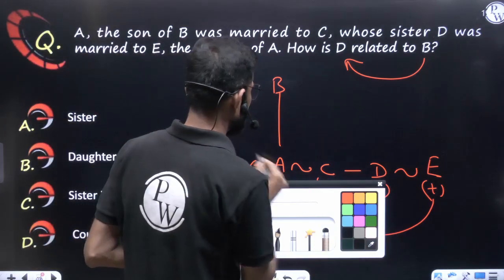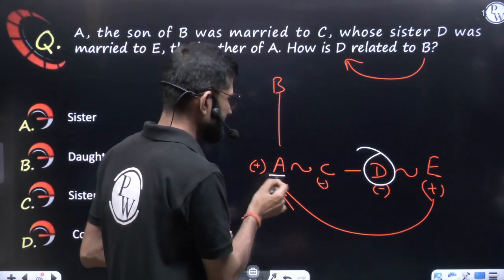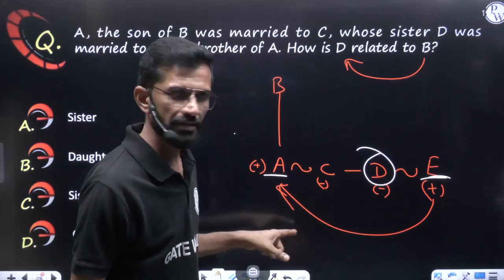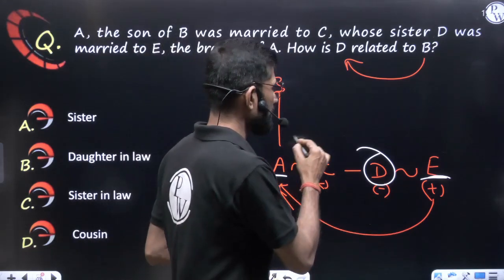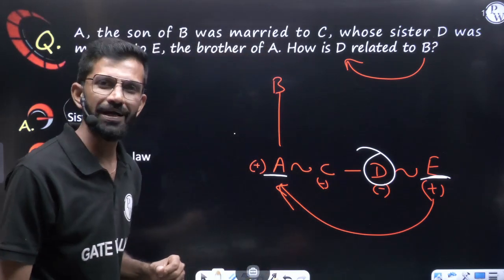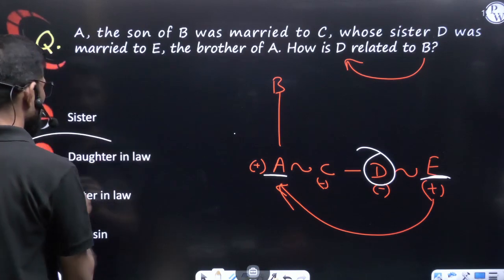How is D related to B? For B, A is the son. For B, E is also son because they are the brothers. So I can say for B is the son. Son's wife will be called as daughter-in-law. So this is daughter-in-law.